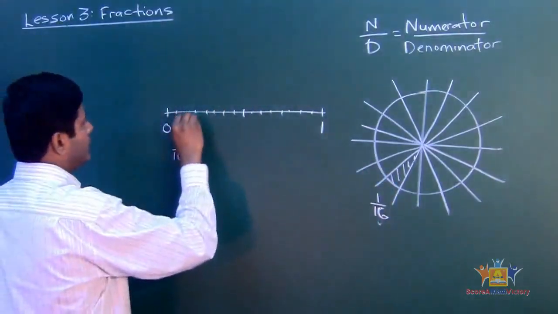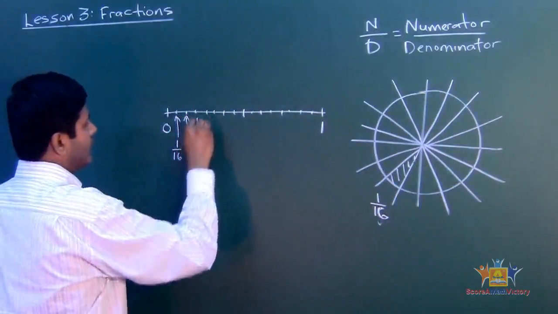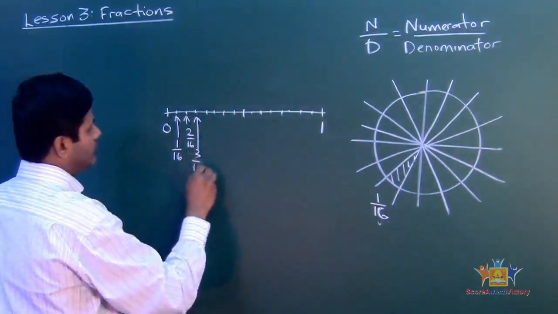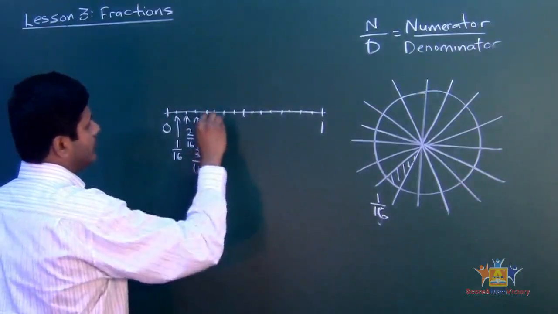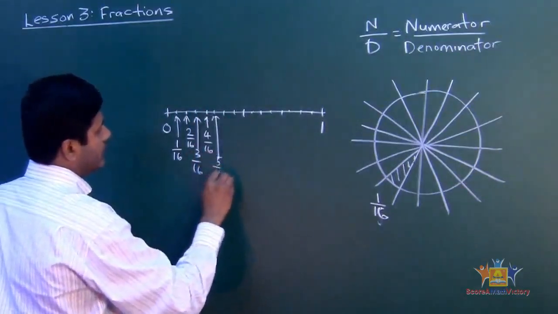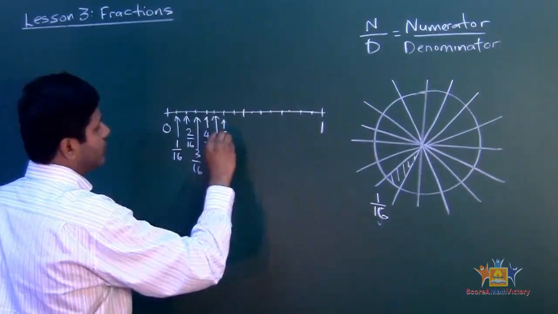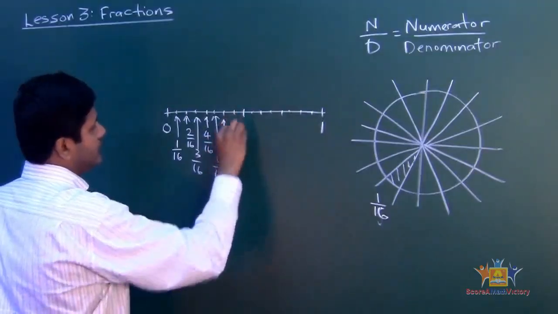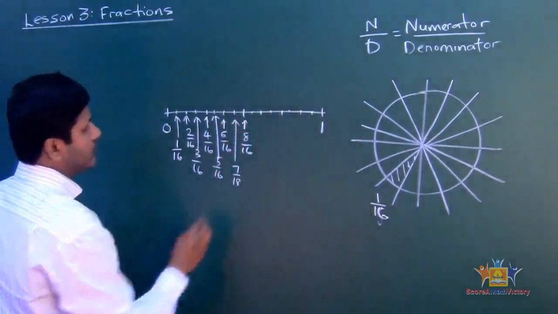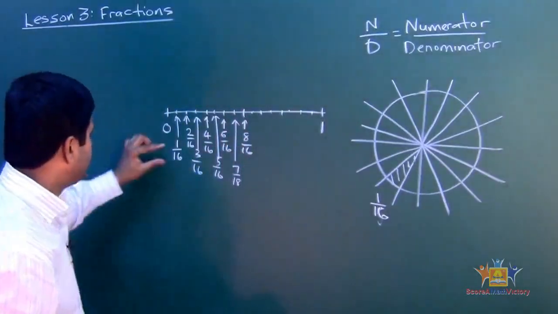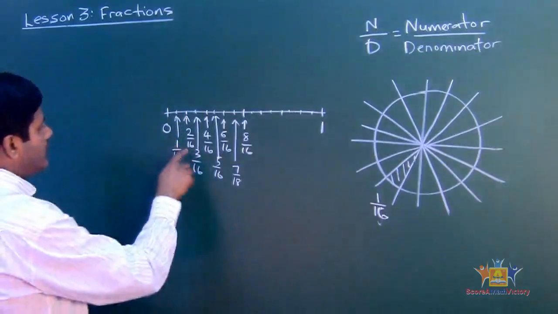And this one makes 2 over 16. And this one makes 3 over 16. And this one makes 4 over 16. And this one makes 5 over 16. And this one makes 6 over 16. And this one makes 7 over 16, and this one makes 8 over 16, and so forth. If I simplify this, it will give me a different value.